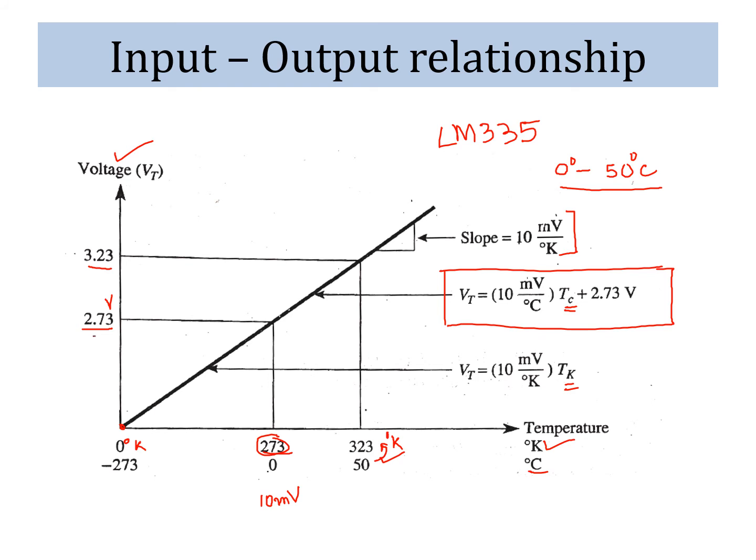So at 0 degree centigrade, what will be the output? At 0 degree centigrade, output is 2.73. It means whatever the temperature is gets multiplied by 10 due to its slope, 10 millivolt per degree centigrade, but we have to add 2.73 volt even at 0 degree centigrade, because if I multiply by 0 here it will become 0, but I want the total voltage to be equal to 2.73 volts. So that is why I have added this particular DC value. So this is my final equation which I have to implement on my operational amplifier circuit design.